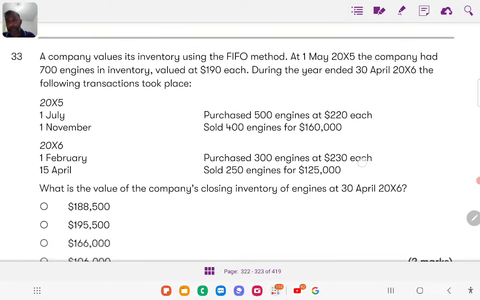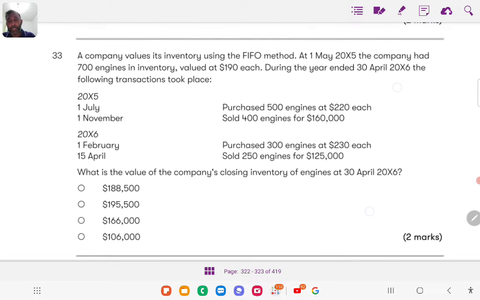Question number 33. This question is talking about inventory valuation. Inventory valuation, we have 2 methods, FIFO and weighted average. Remember, LIFO is not accepted as per IAS 2. Here they are following FIFO. And what they are saying is that at 1 May 2005, the company had 700 engines in inventory, valued at 190 each. During the year ended 30 April 2016, the following transactions took place.